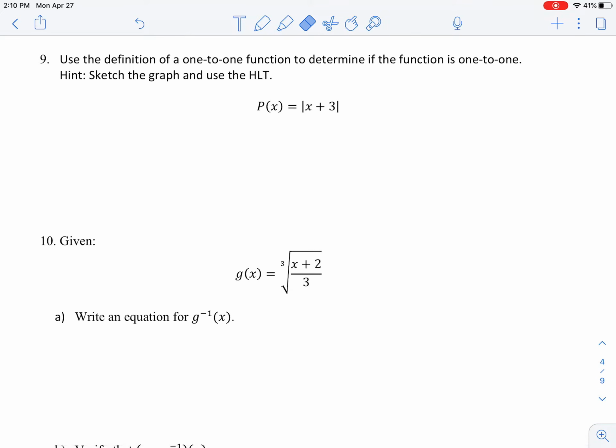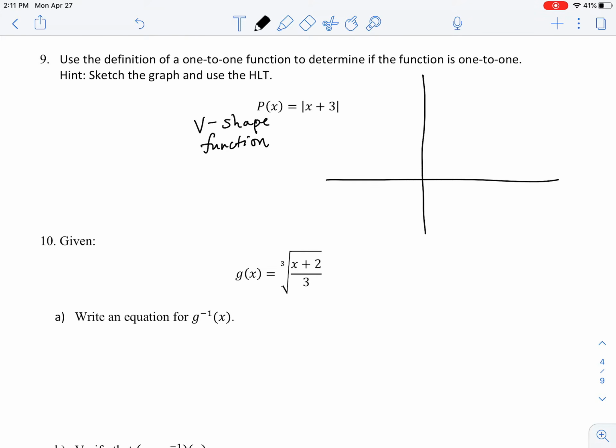Use the definition of one-to-one function to determine if the function is one-to-one. Hint: it's okay for you to sketch and use the HLT, the horizontal line test. So great review again. Let's graph this p of x equals the absolute value of x plus 3. Now remember, absolute value functions are in what shape? V-shaped, right? This is a V-shaped function, and you already know, you draw a V.